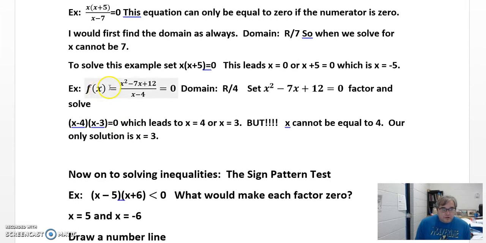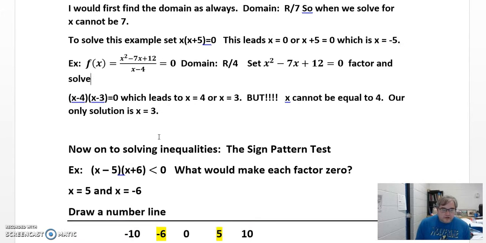This next example, a little more complicated. I can see fairly quickly again my domain's all real numbers except 4. I set the numerator equal to 0. I factor it, x minus 4, x minus 3, set it equal to 0, and that leads to x equals 4 or x equals 3. But x can't be 4 because it's not in my domain. So the only solution I have is x equals 3. So solving equations isn't too bad, but you do have to check your domain, and you probably have to factor.